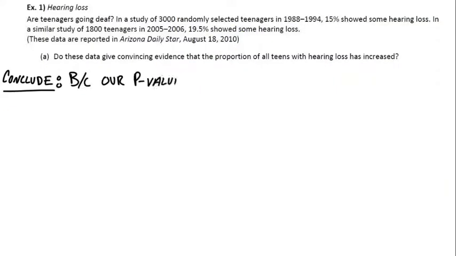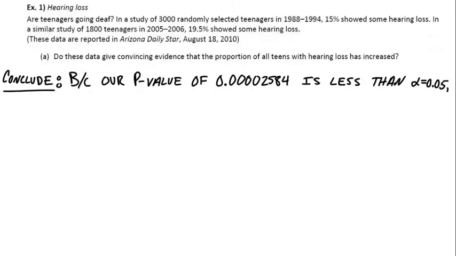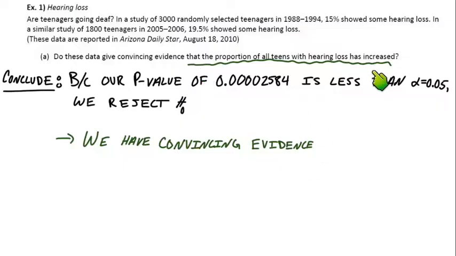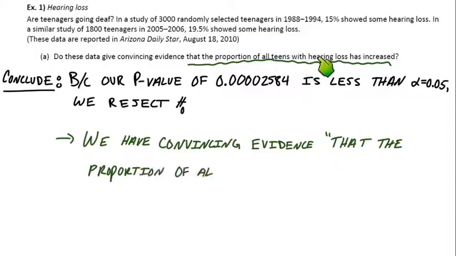So for the conclude step, we can say because our p-value, which is really small, is less than alpha equal to 0.05, we're going to reject the null hypothesis. That's very convincing. Definitely statistically significant. And then to put that in context, we have convincing evidence of this statement right here, what they asked for, right? We have convincing evidence, I'm going to use their words, that the proportion of all teens with hearing loss has increased.